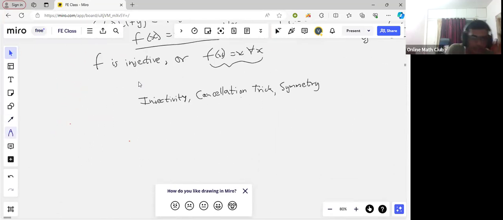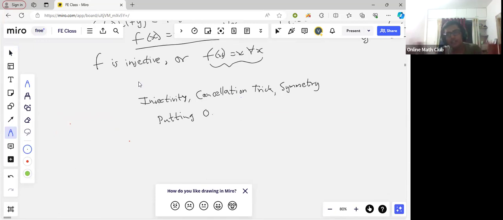And one more important idea is first putting 0. So we can put x equal to 0, y equal to 0, or make some terms equal to 0, or if f was surjective, then we can also try to make f of x equal to 0 if f is surjective.